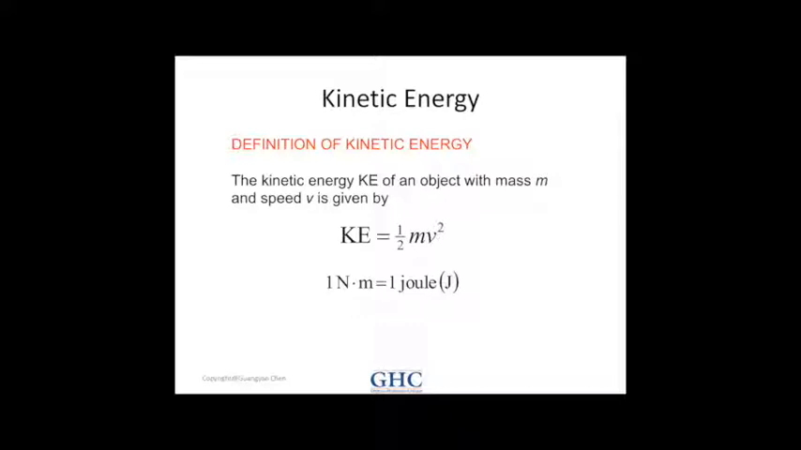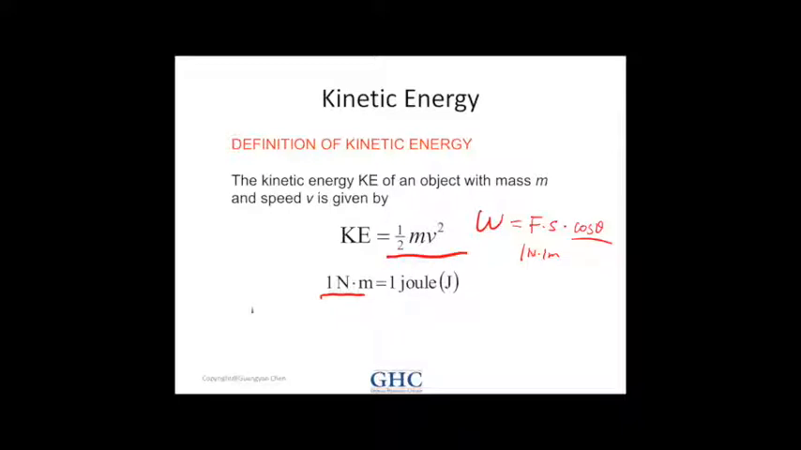Now we define the kinetic energy of an object, 1/2 mv squared. And then we can check that the unit for kinetic energy is the same as work. Work is force times displacement times cosine theta. Cosine theta has no dimension, no unit, and the unit of F is the Newton. So for work, its unit is 1 Newton times 1 meter, and we give it a special name, the joule.